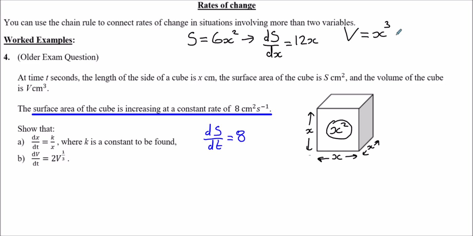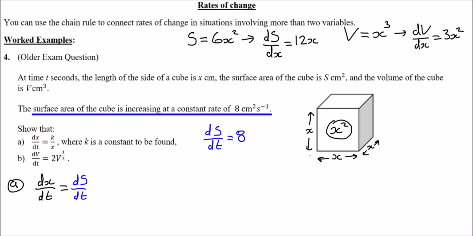And if I were to differentiate the volume with respect to x, then dv by dx is simply 3x squared. For part A, I need to work out dx by dt. So let's think about a chain that will give us that. Of course, I want dt on the bottom. The only thing I know so far with a dt at the bottom is ds by dt, so I'm encouraged to use that result.